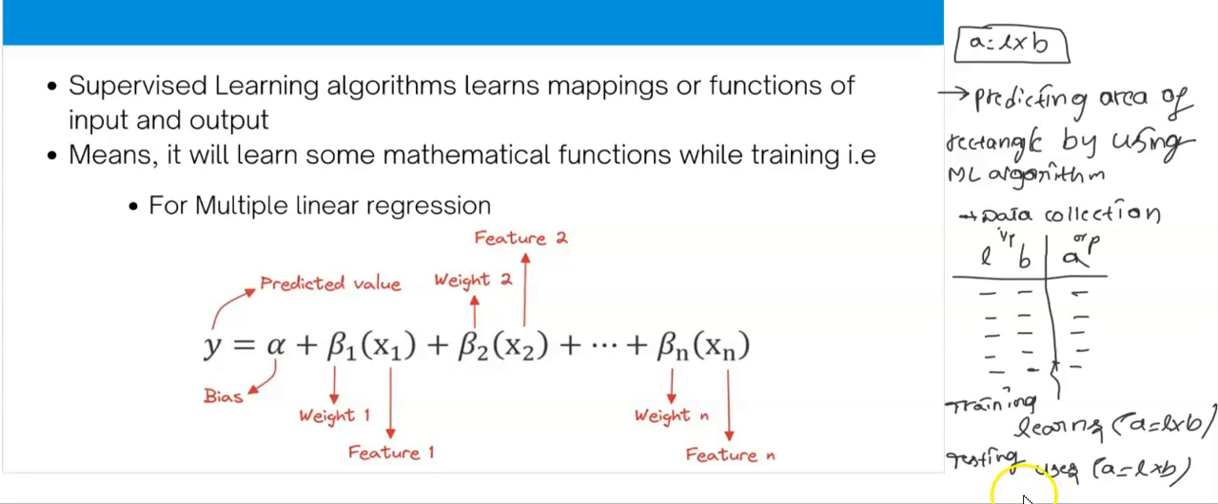Let's say, for example, we'll talk about multiple linear regression later, but here you can see multiple linear regression learns some kind of parameters. Here the parameters correspond to alpha, beta 1, beta 2, up to beta n, right? These are the inputs, and this is the output. This is what will be learned in a multiple linear regression model.